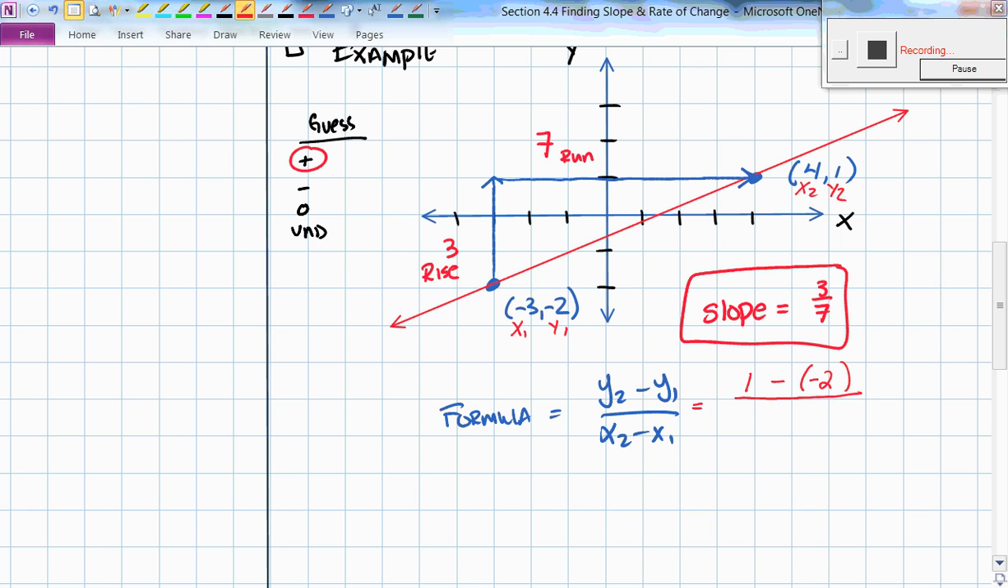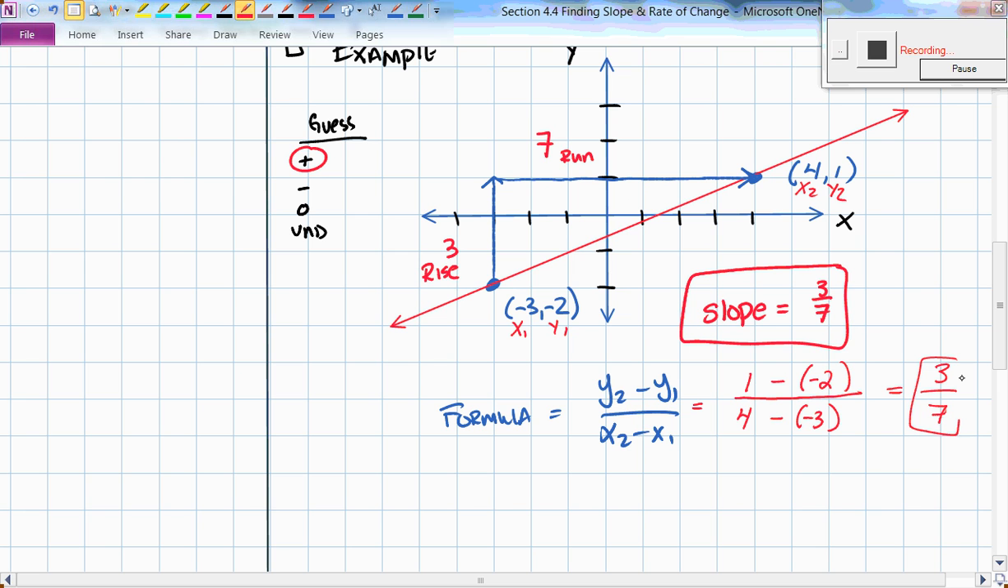What's the value of x sub 2? 4. Very good. Subtract. What's the value of x sub 1? -3. Now notice again I'm using parentheses to show you that I don't get my minus signs mixed up. 1 minus a negative 2 is a positive 3. 4 minus a negative 3 is a positive 7.